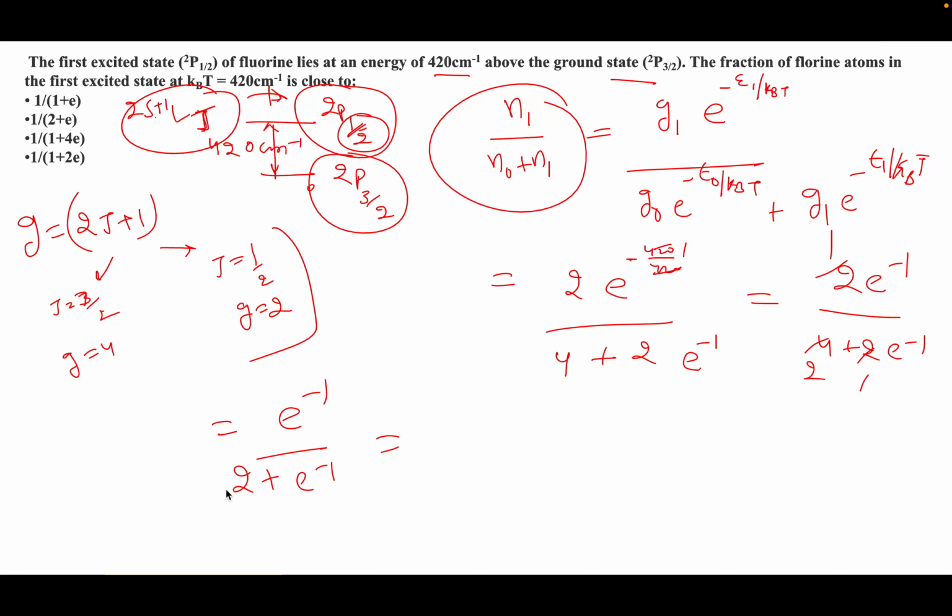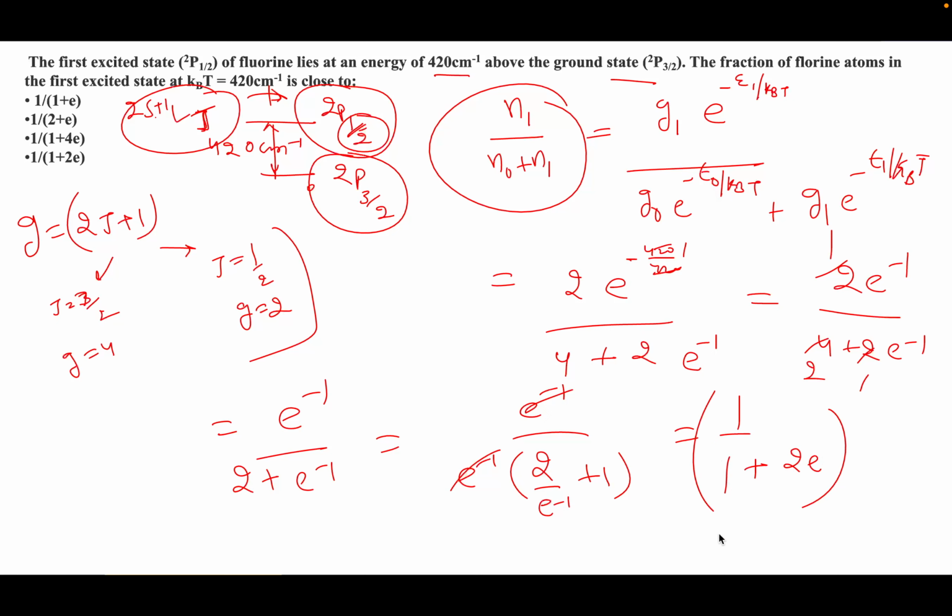If we take e to the power minus 1 common, we can write it as 1 over 1 plus 2e. So 1 over 1 plus 2e is the answer.